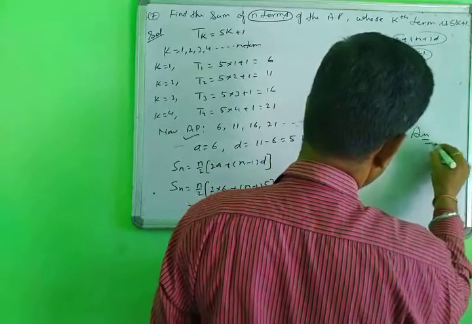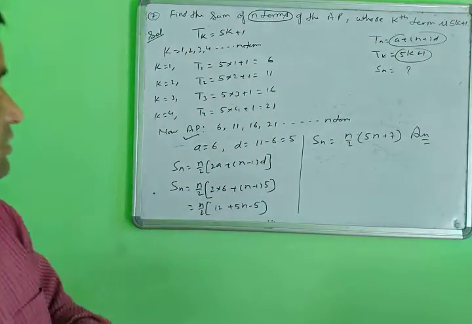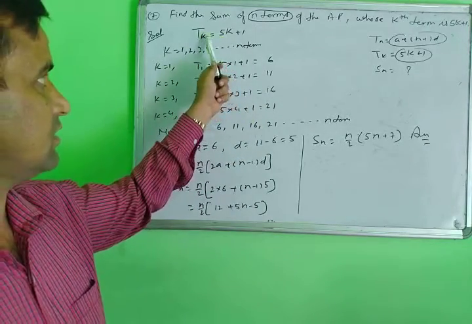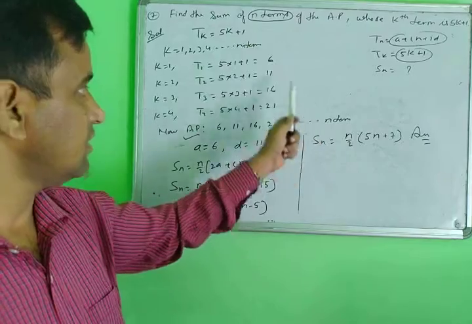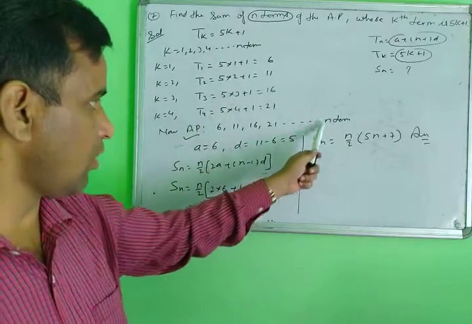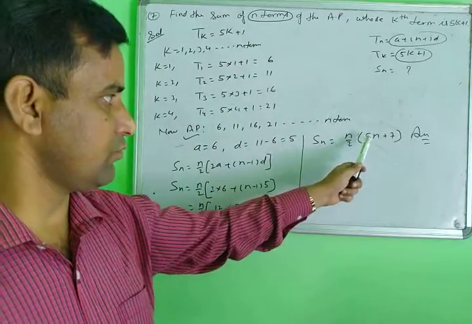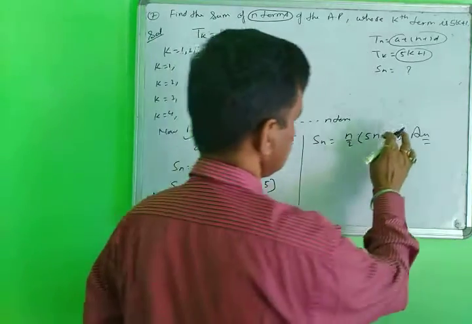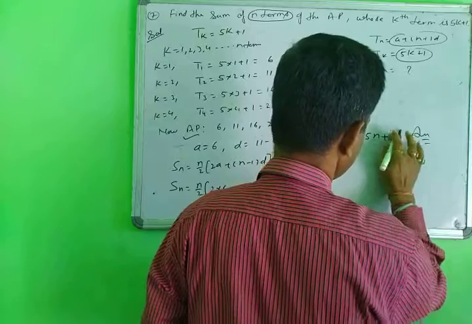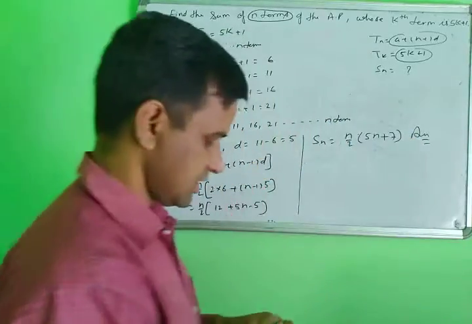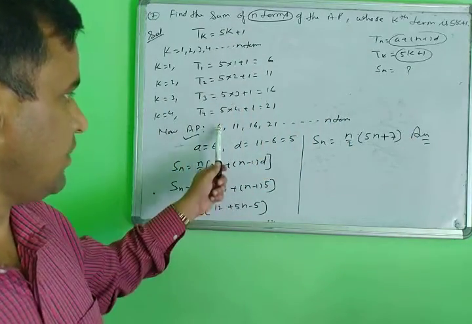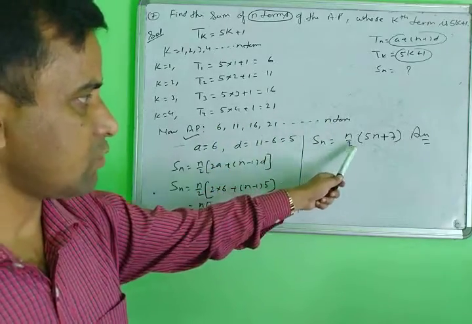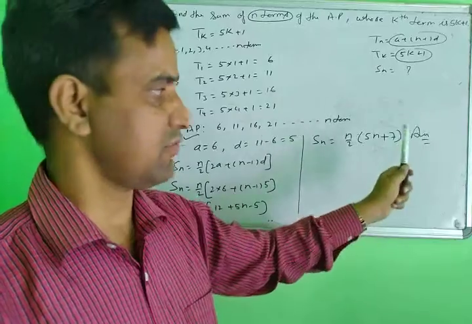This is your answer. So for the AP having this Tk term, the sum of the n terms of this AP is n by 2 into 5n plus 7. This is your final answer.